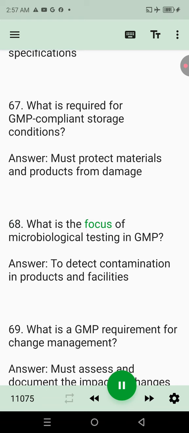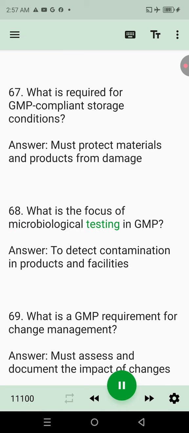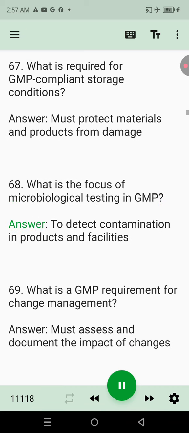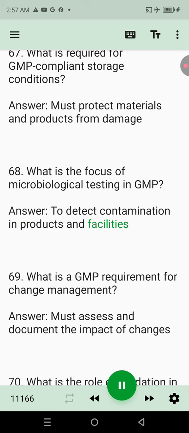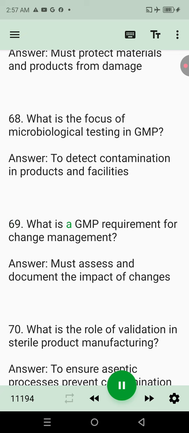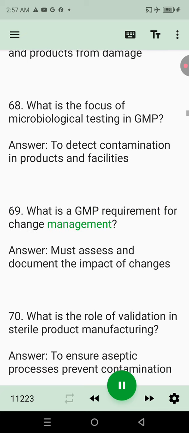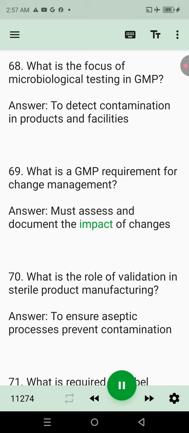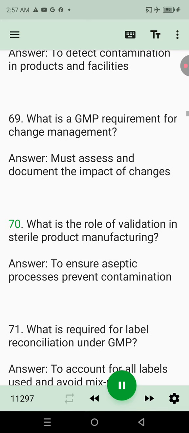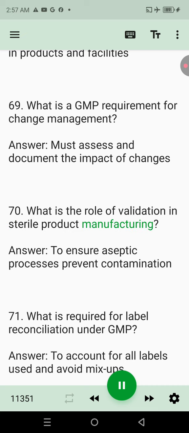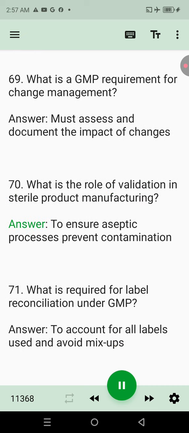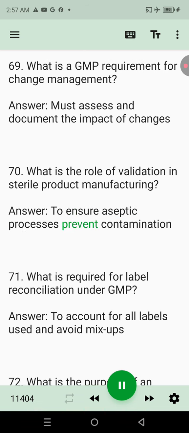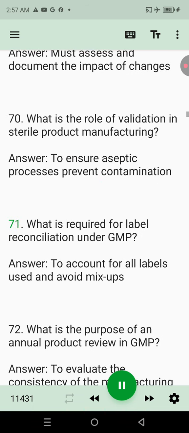68. What is the focus of microbiological testing in GMP? Answer: To detect contamination in products and facilities. 69. What is a GMP requirement for change management? Answer: Must assess and document the impact of changes. 70. What is the role of validation in sterile product manufacturing? Answer: To ensure aseptic processes prevent contamination.